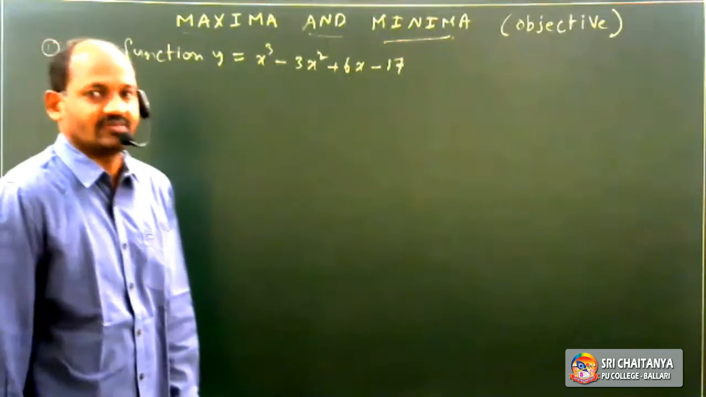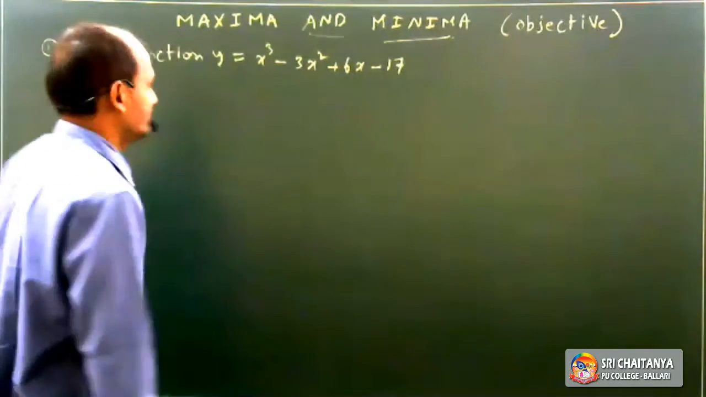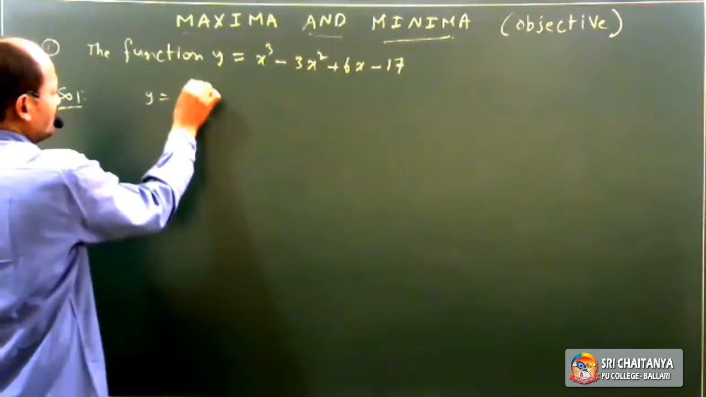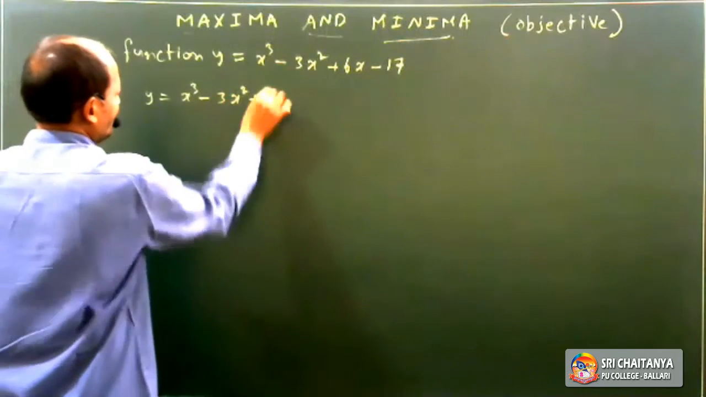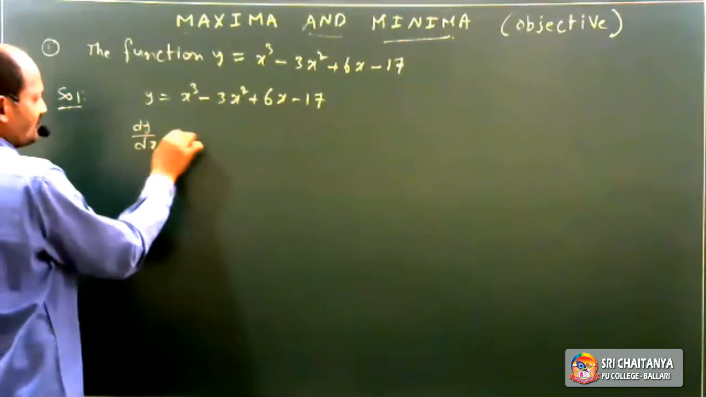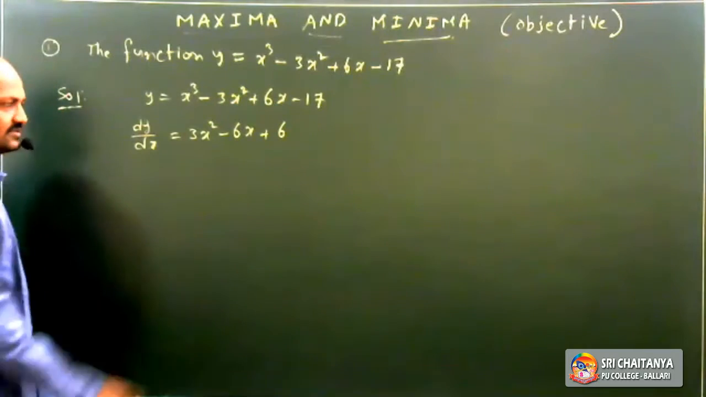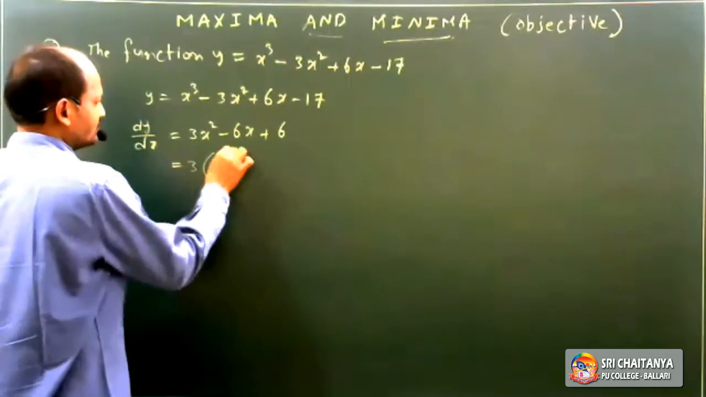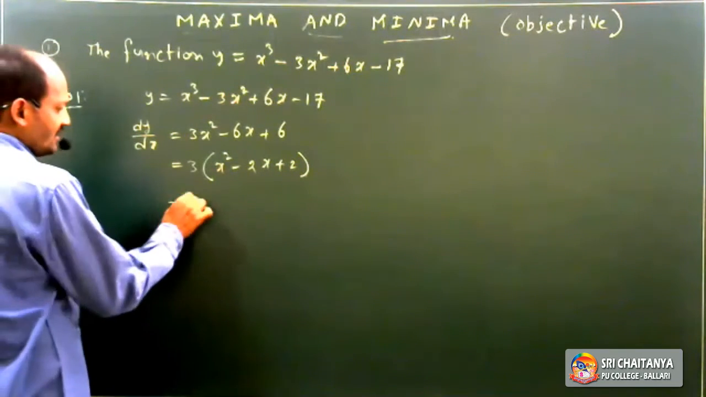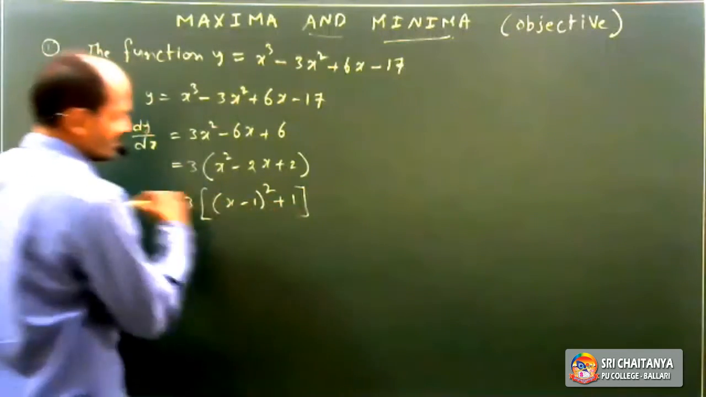It is increasing and decreasing types. So increasing means first derivative is positive. Decreasing means first derivative is negative. So first, dy by dx of y is equal to x cube minus 3x square plus 6x minus 17. First derivative: 3x square minus 6x plus 6. It is 3 into x square minus 2x plus 2, 3 into x minus 1 whole square plus 1.